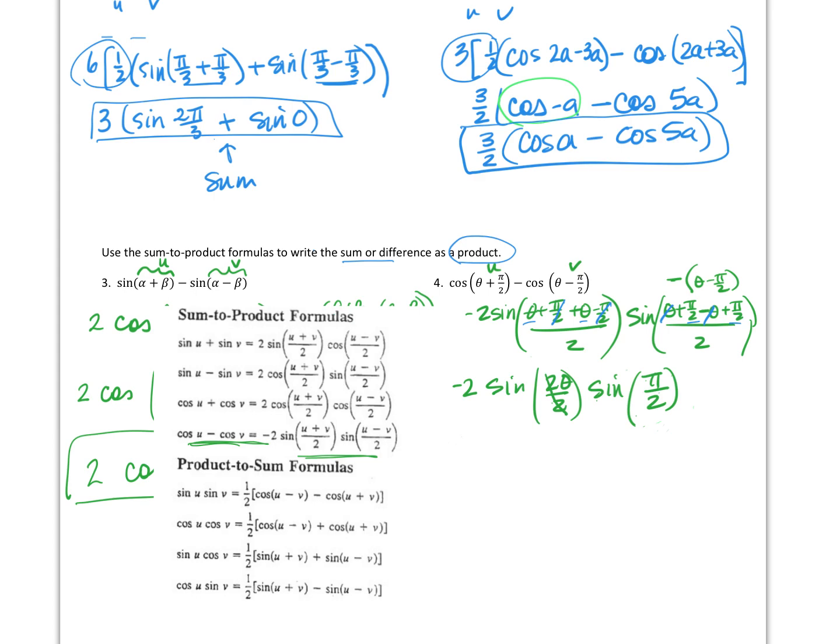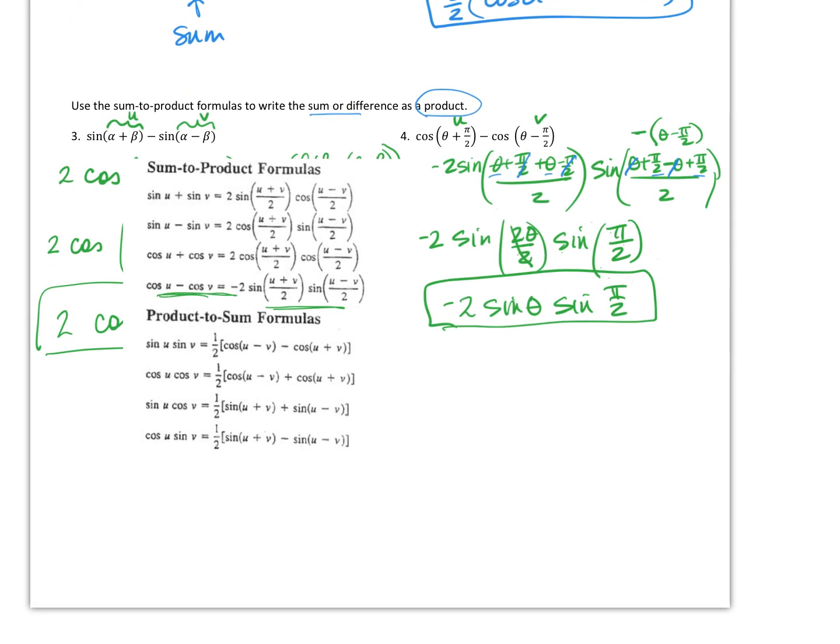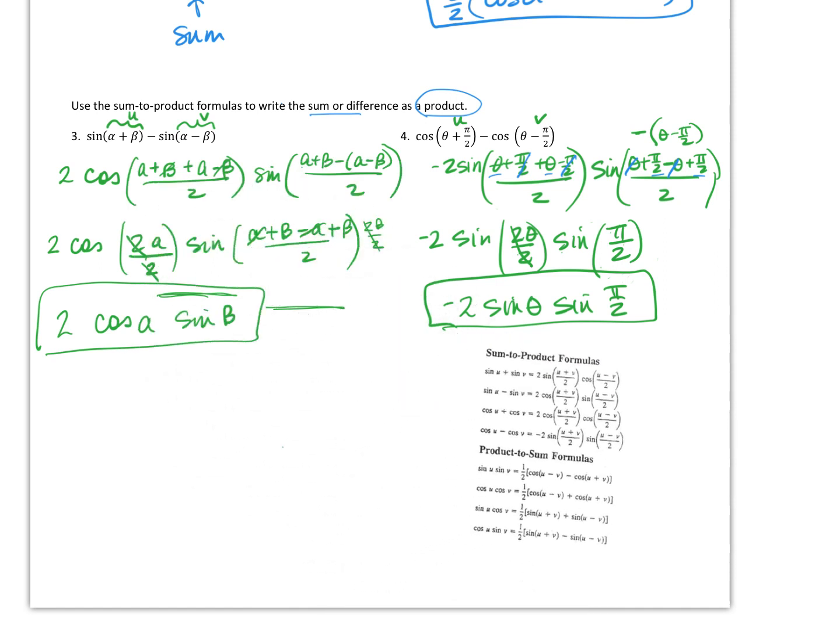We can cancel the 2's there, so it's going to be negative 2 sine of theta times the sine of pi over 2. Now, we're not going to finish this. We can find the sine of pi over 2, I realize that. But it says to leave it as a product, so we're going to leave it in this form because that's all it's asking us to do. All right? So I hope this is helpful. Hope this is making some sense to you as we continue to use more and more of our formula chart. Good luck, and we will see you in class.